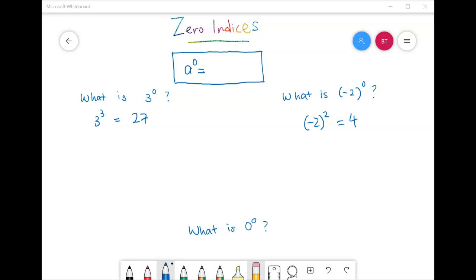What's up guys? So today's video is going to be about zero indices, and in zero indices I'm trying to address the big question of what is a to the power 0. And in this part there are three questions to ask ourselves. What happens if a is positive, what if a is negative, and what if a is 0. So in the first part I'm going to be talking about what if a is positive.